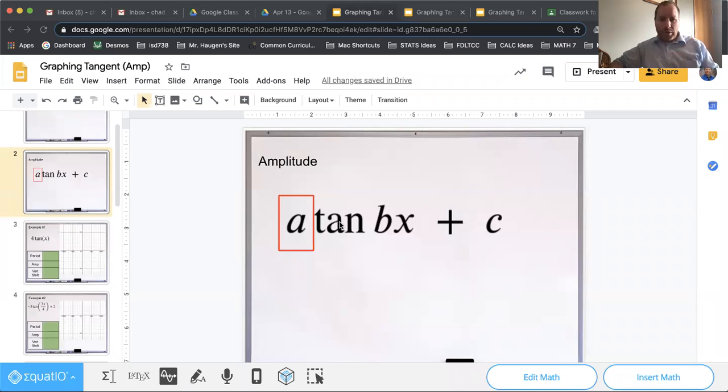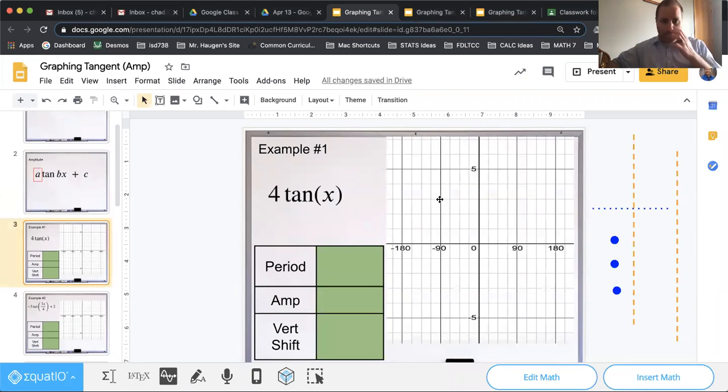So to go over a little bit on how that works and what that looks like, again, your amplitude, A tangent of (bx plus c). B told us about the period, or at least it helped us figure that out because we have to divide by it. C directly tells you how much to move it up or down. A, just like with sine or cosine here, is going to give us the new amplitude. It's going to change how high or low that goes. So here's an example on that one.